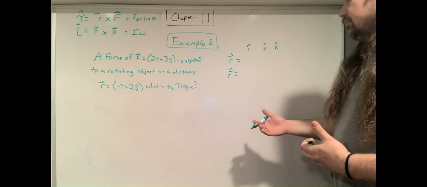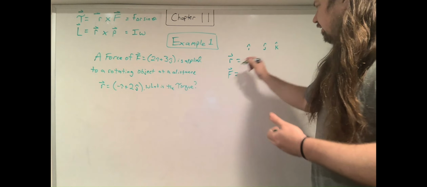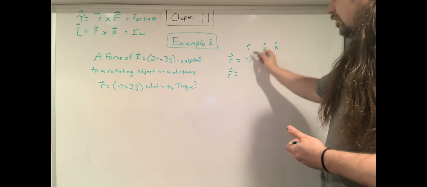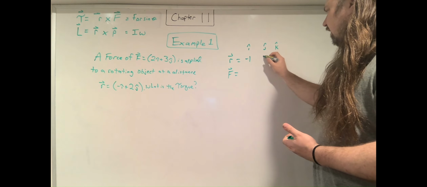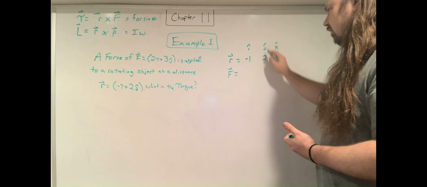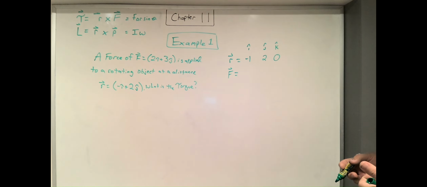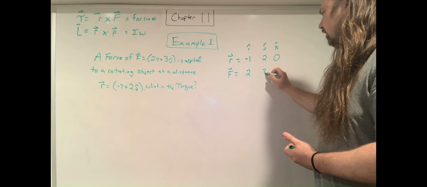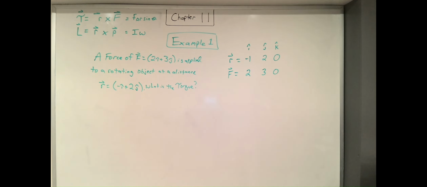And now what I would want to do is put in what the vector actually is. So if I look at R, it is a negative I hat, so we could write that as a -1 in the I hat column for R. So you can see how we're kind of building a table. It's 2 in the J, so I'll put a 2 for R in the J column, and there is no K, so I'll put a 0 in the K column. I do the same thing with F. It is 2I plus 3J plus 0K.